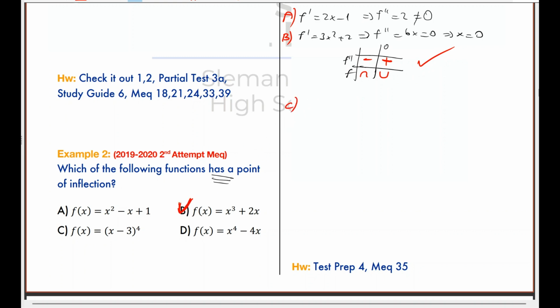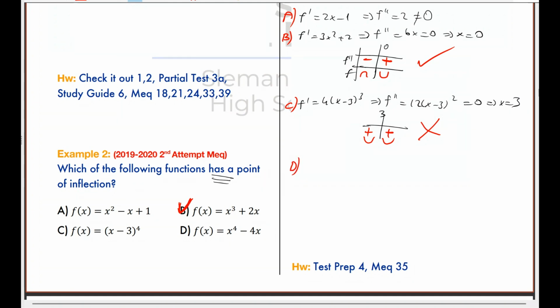So why are C and D false? Let's see. F prime for C, 4 times (x minus 3) cubed. F double prime for C, 12 times (x minus 3) squared. Being equal to 0, then x is 3. When you make a table of variations, pick a number more than 3, like 4, put it back in the second derivative, it's positive. Pick another number less than 3, like 2, since we are squaring it, it's also positive. So concavity doesn't change, so it's always increasing. So at x equals 3, we don't have point of inflection.